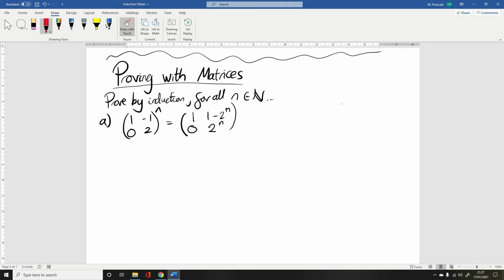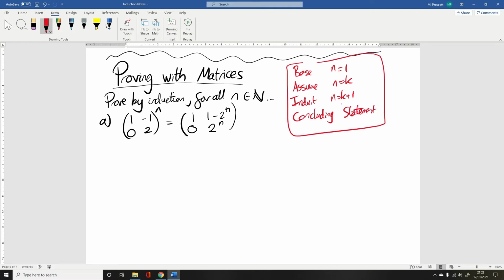Okay, so the last thing that we have to do is we have to be able to prove statements using matrices. And the setup for these is exactly the same. We are going to do a base case, where we show it works for n equals 1. We are going to do an assumption, that means we assume it's true for n equals k. We're going to do an induction, where we show it's true for n equals k plus 1. And then we are going to make a concluding statement. Remember that, because proof by induction is always those 4 steps.